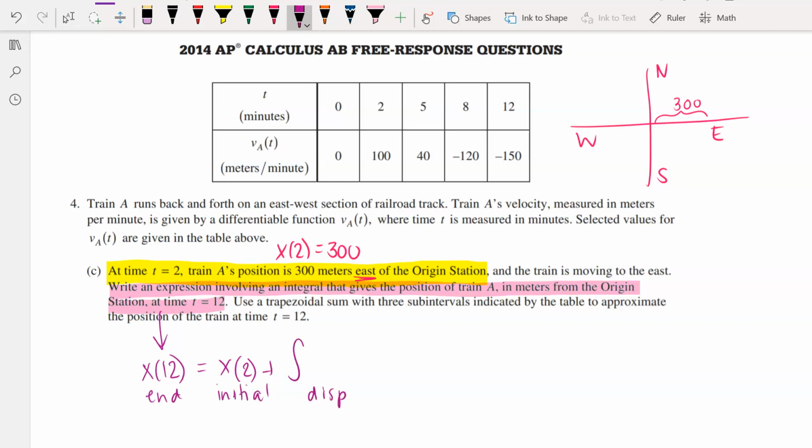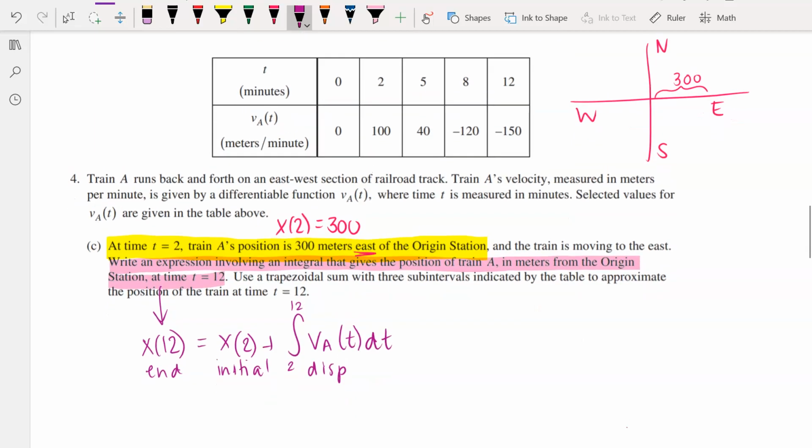My displacement is when you integrate the definite integral from 2 to 12, you're integrating velocity. Integrating velocity is displacement. And then how are we going to integrate? Well, we are going to use a trapezoidal sum with 3 subintervals. So our ending position is going to equal our initial position, which we knew was 300, plus a trapezoidal sum.